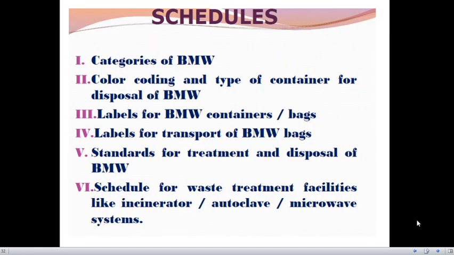So what are the schedules involved in BMW? First we have the categories of BMW that we will discuss: color coding and the type of container for disposal of biomedical waste, labels for BMW containers or bags, labels for transportation of BMW bags, standards for treatment and disposal of BMW, and the schedule for waste treatment facilities like incinerator, autoclave or microwave systems.